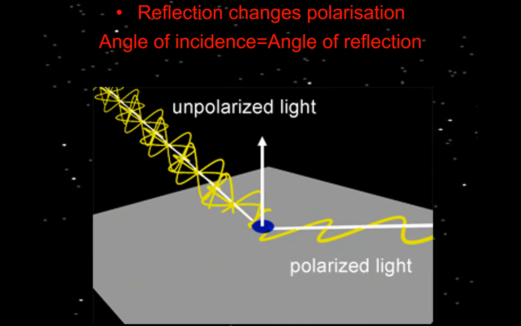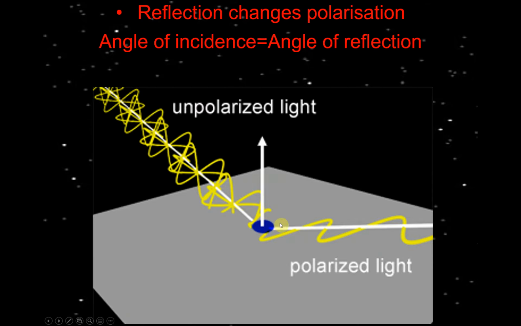One of the things we can do in astronomy is use polarization to determine if light is being reflected or not. When we look at reflection, that changes polarization. So an angle of incidence is equal to an angle of reflection here. This light wave is coming in and bouncing off.